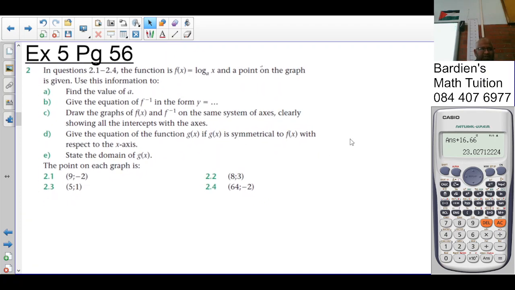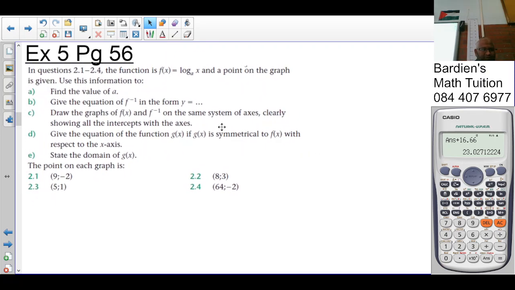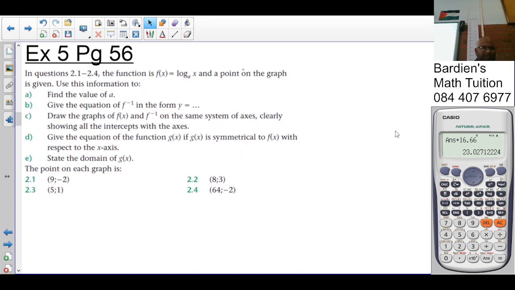Right, so here we are told in question 2.1 to 2.4, the function is f of x equal to log x base a. A point on the graph is given. Use this information to solve for a. So I'm going to do number 2.1. 2.2, 3 and 4 are homework. So let's do 2.1. Remember, f of x is a log graph.